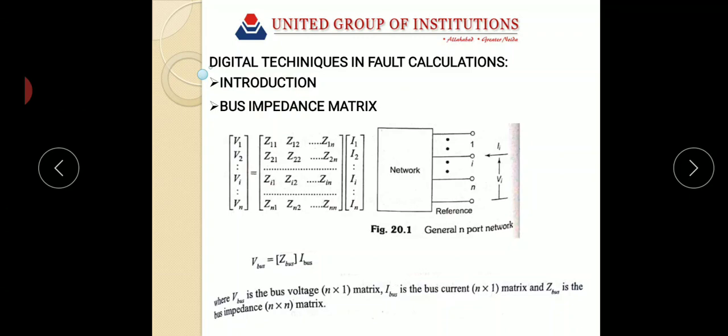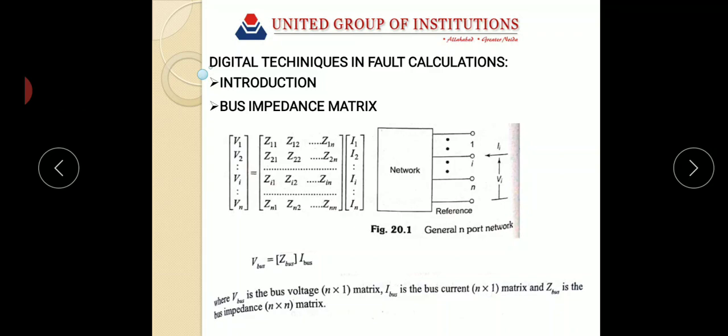Figure 20.1 shows an n-bus passive linear network. The voltage of the ith bus with respect to reference is Vi and the current entering the ith bus is Ii. Our knowledge of network theory tells us that this network can be described by the following set of equations. This is equation number 20.1.